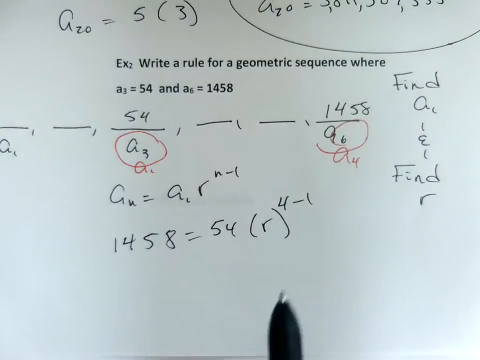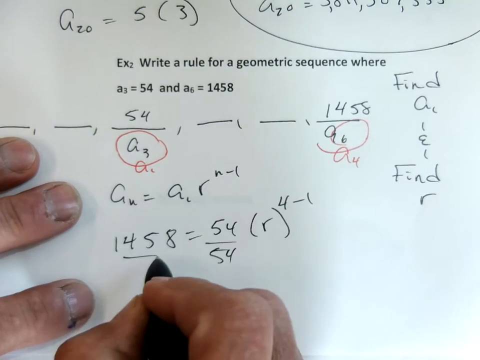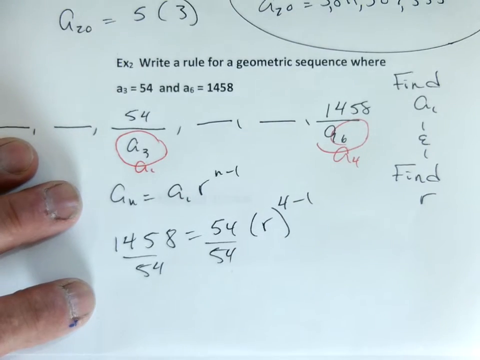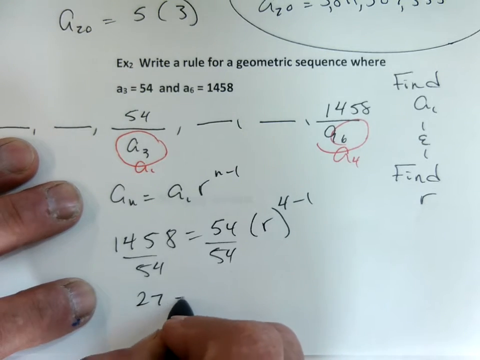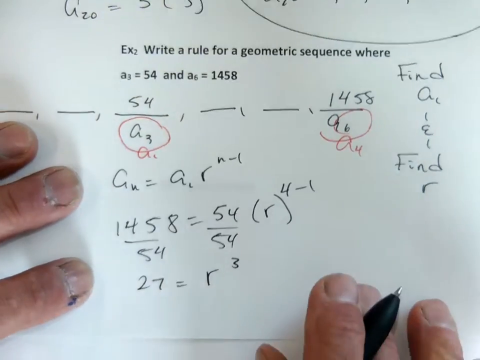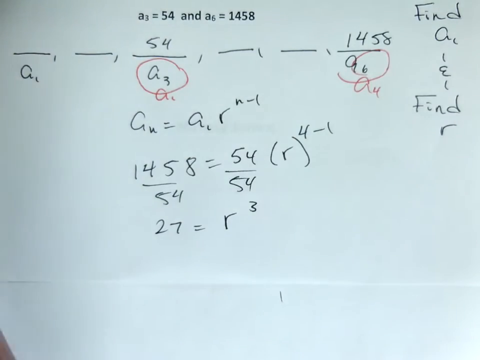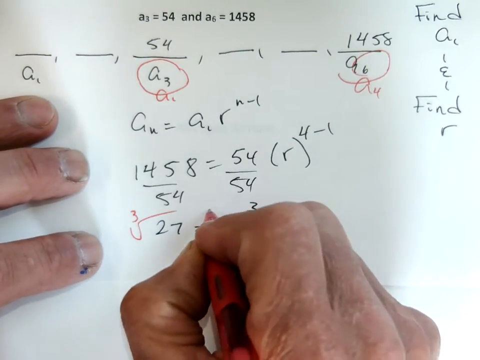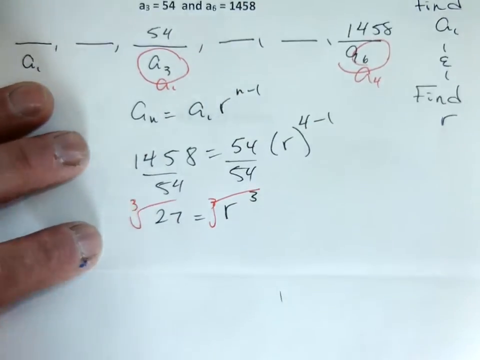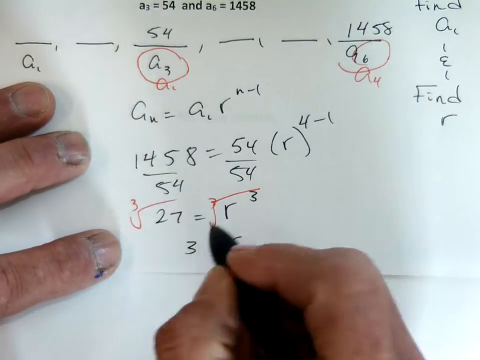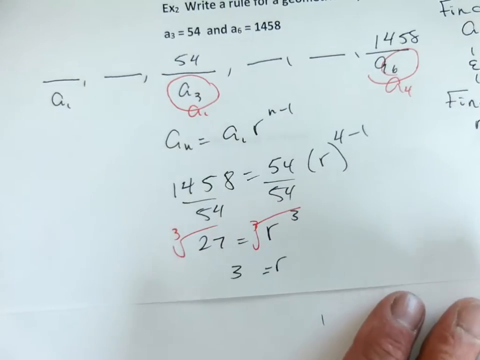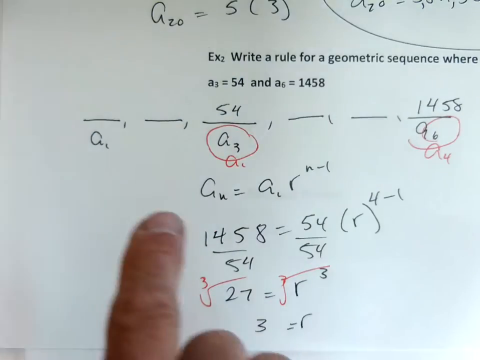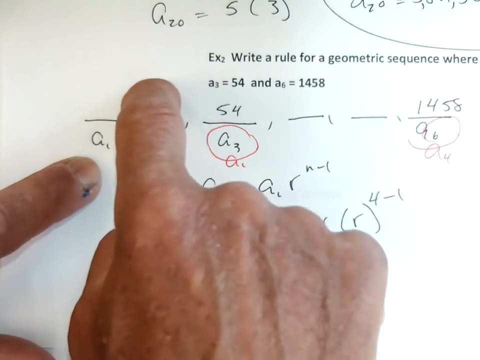Now let's solve, okay? So the first thing, divide by 54, divide by 54. I'm going to have 1,458 divided by 54, and I get an answer of 27 is equal to R to the third power, right? Well, that's not so hard. Cube root, right? Cube root to solve for R. And then R's got to be 3, right? Well, I know the multiplier. So if I know the multiplier, that means I went times by 3, times by 3.